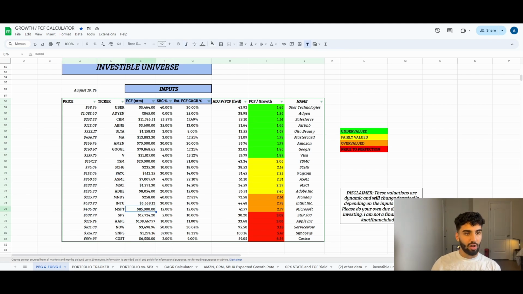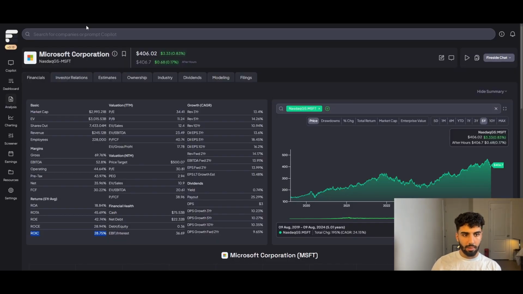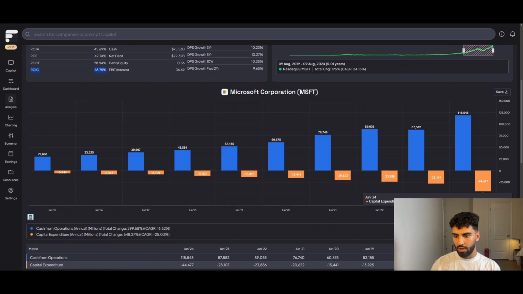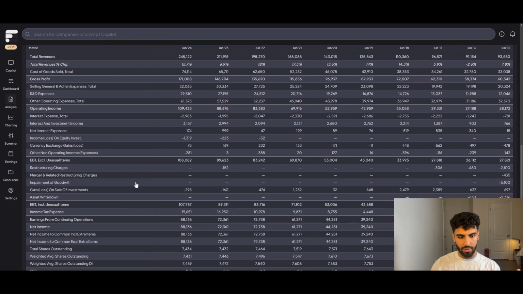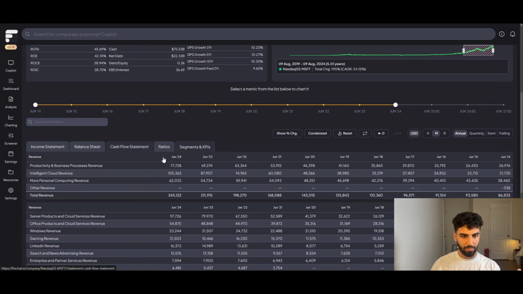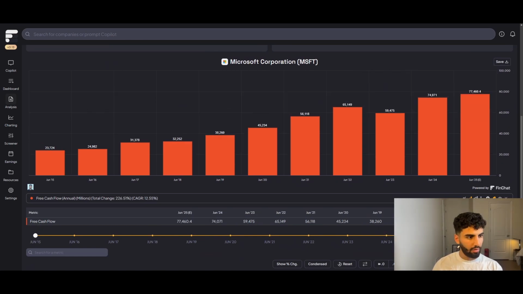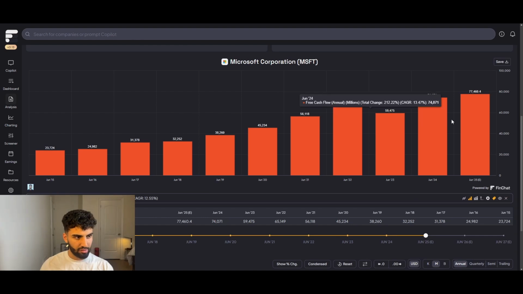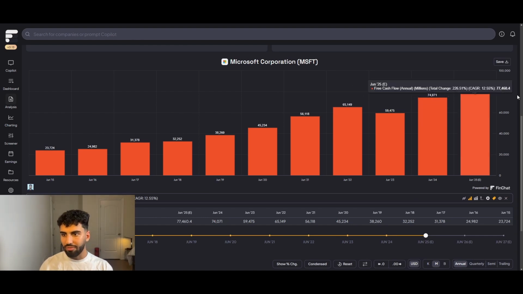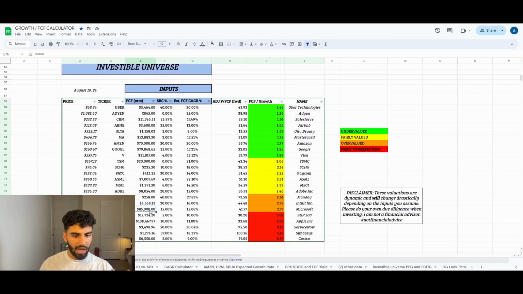In the case of Microsoft, if we go over to Finchat over here, we're actually able to see the analyst estimates for, for example, free cash flow. So simply bringing up the free cash flow chart here and then drawing it forward by one. I'm going to move my camera so you guys can see it better. You can see it's roughly 77-ish billion. And for the next 12 months, that's what NTM stands for, I put 85 billion.